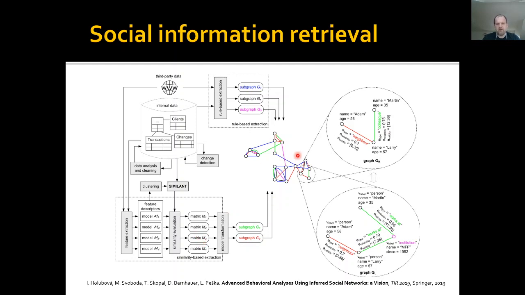So we can finally construct an inferred social network where, for example, one type of edge is the similarity based on the financial transactions. For example, these two persons, Adam and Larry, maybe go to the same ATM to withdraw money. And this other edge is another kind of edge.